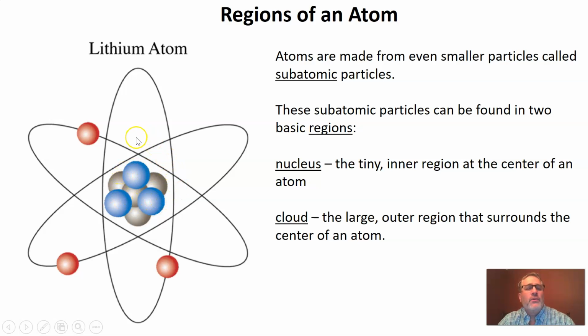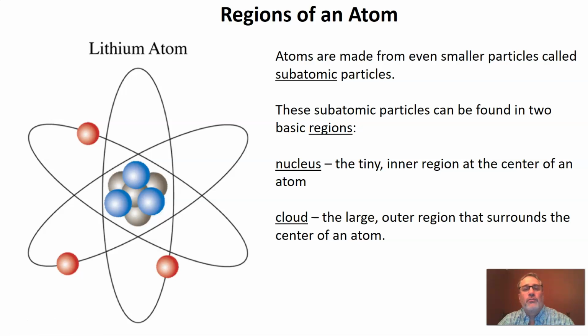Now, surrounding the nucleus, we can see that we have these other particles that are moving about, and it almost looks like a solar system diagram, like they're orbiting. And that's because really that's what we're looking at. So we call this outer region where these particles are orbiting the nucleus, we call this the cloud. And so the cloud is the large outer region. So it is much, much larger than the nucleus, the large outer region that surrounds the center of an atom. So atoms are made of smaller pieces that we call subatomic particles. And we have two basic regions, the nucleus, the tiny center region, and the cloud, which is the large outer region.